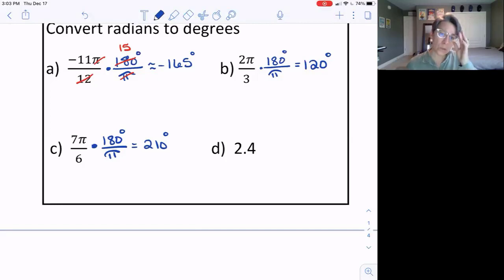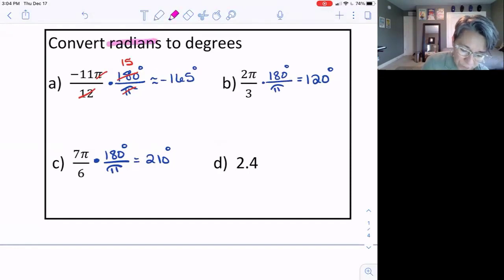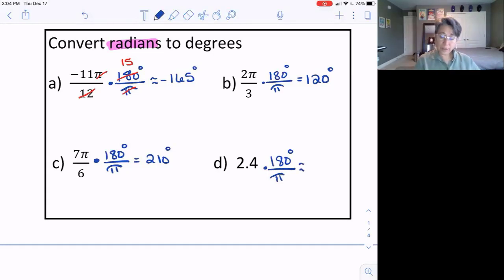So notice on D, we don't see a pi, but that's okay. They're telling us up here that we have radians. So instead of doing it in terms of pi, which remember is an irrational number, 3.14, and that decimal goes on forever, they're just giving it to us in decimal form. So 2.4 times 180 degrees over pi. And if we put that in our calculator, we get approximately 137.5 degrees.